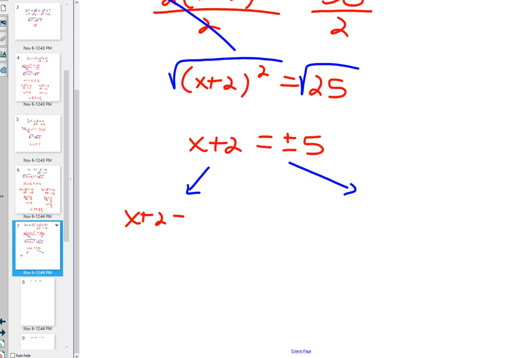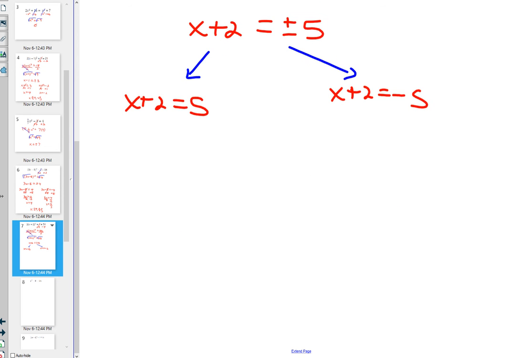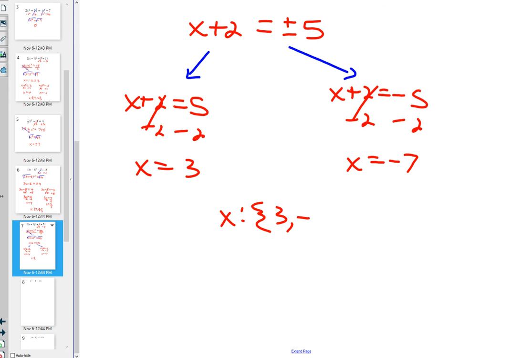One would say x plus 2 is equal to 5. One would say x plus 2 is equal to negative 5. So minus 2, minus 2, x equals 3. Minus 2, minus 2, x equals negative 7. Skylar, is that what you said? 3 and negative 7? I said 3, but I said 5. You said 5, but you didn't say 3.